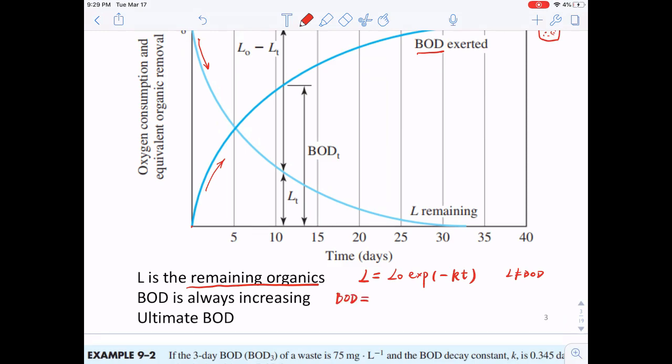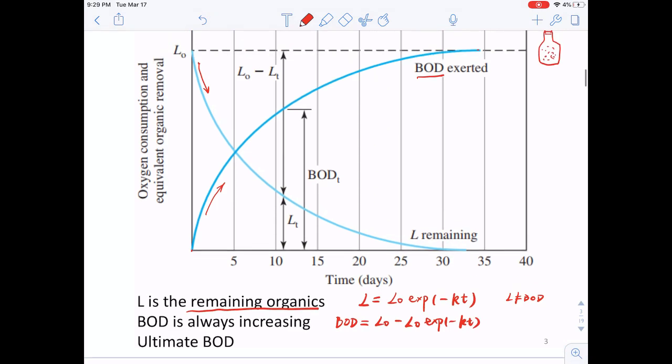The BOD, therefore, is calculated by L0 minus L0 exponential minus kt. L is the remaining organics, while the BOD is basically the reacted organics in the water. So we can further calculate that as L0 times (1 minus exponential minus kt).